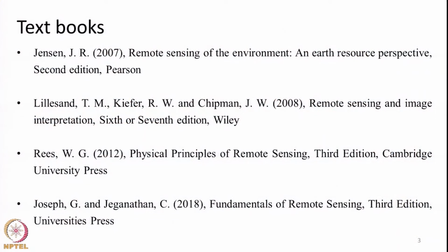Some of the textbooks are Remote Sensing of the Environment, an Earth Resource Perspective by John Jensen, the classical textbook Remote Sensing and Image Interpretation by Lillesand and Kiefer, Physical Principles of Remote Sensing by W.G. Rees, and the Fundamentals of Remote Sensing by Dr. Joseph and Jagannathan. If you want a basic introduction to the concepts, then the textbooks by Lillesand and Kiefer and Jensen would be the best suggested ones. If you want to understand the physical principles or go a little bit deeper into the concepts, I would suggest you look at the textbooks by Joseph and Jagannathan and W.G. Rees.